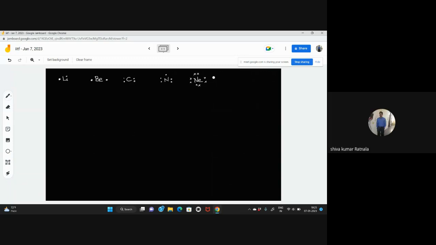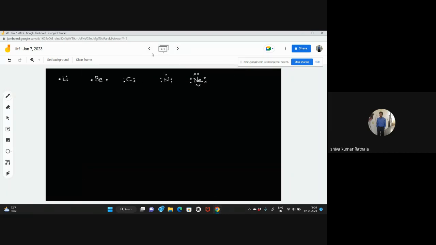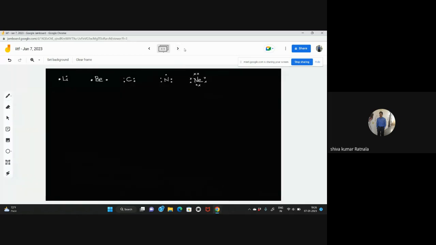Neon has 10 electrons, sir? We are writing valence electrons. Neon has 8 electrons in the valence shell. The total electrons are 10; we have written the configuration just now: 1s2, 2s2, 2p6. Valence shell means the last shell.